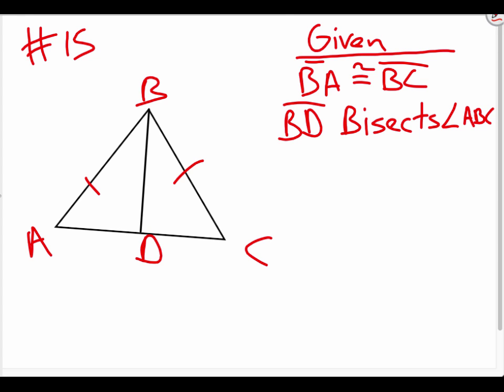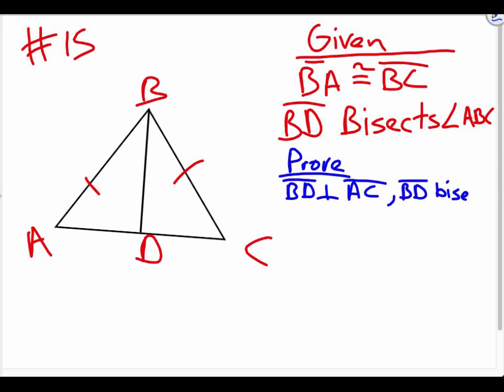and then we're asked, and I'll write this in blue, we're asked to prove that BD is perpendicular to AC, and that BD bisects AC. Okay, and so the first one I want to tackle is proving that it's a 90-degree angle.